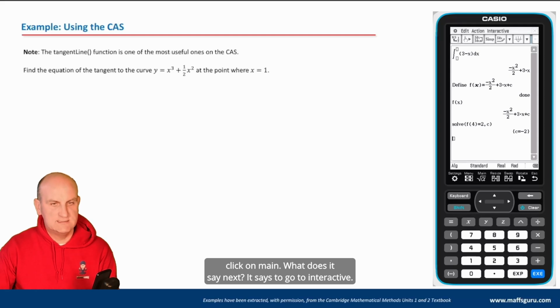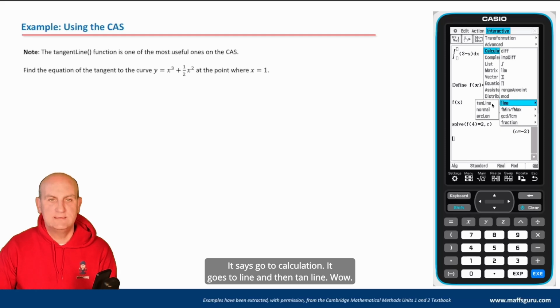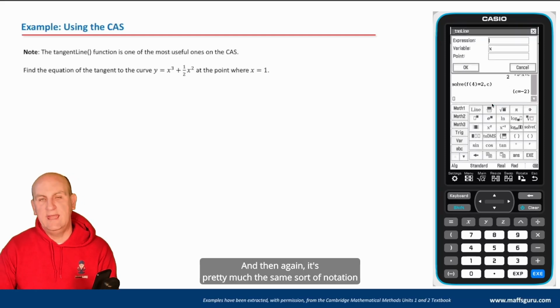What does it say next? It says to go to interactive. It says go to calculation. It goes to line. And then tan line. Wow! And then again, it's pretty much the same sort of notation as before.